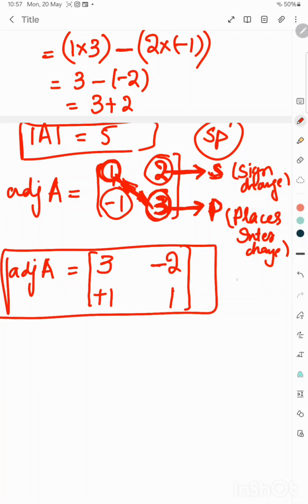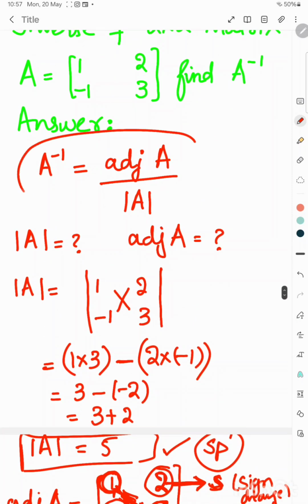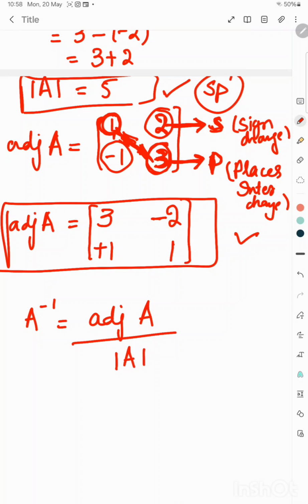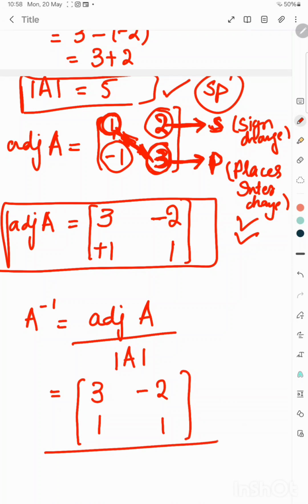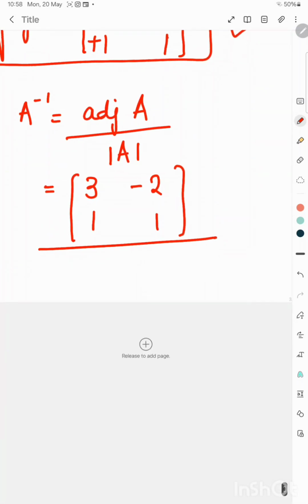So student, we now have both values, that is, adjoint of A and A determinant. Here the formula is A inverse is equal to adjoint of A divided by A determinant. We just have to put the values in this formula. Adjoint of A is this, that is 3, minus 2, plus 1, plus 1, divided by A determinant. Here A determinant is 5, so I will write 5 here.